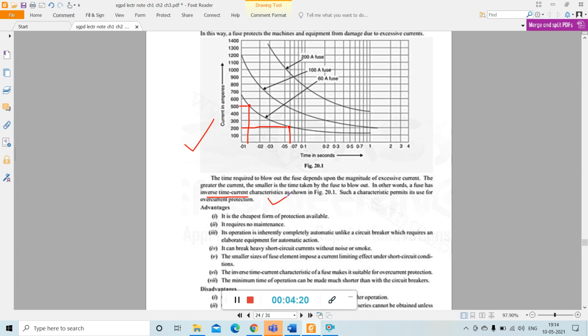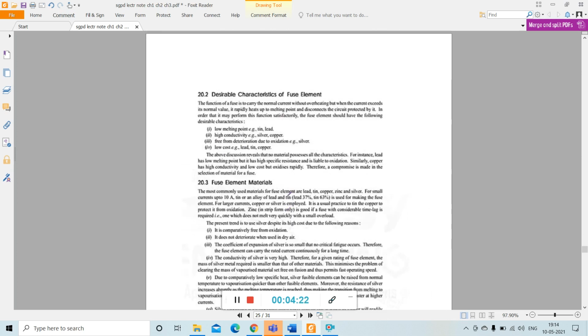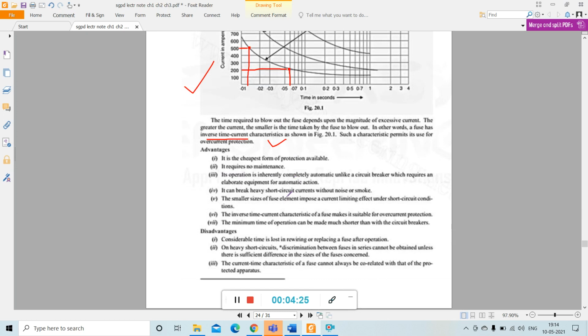Understood? So what are the advantages and disadvantages of fuse element? See, what are the advantages? It is the cheapest of all the protective devices, and it is easily available. It requires no maintenance. Its operation is completely automatic, unlike a circuit breaker, because a circuit breaker requires relay arrangement. So circuit breaker operation depends on relay.